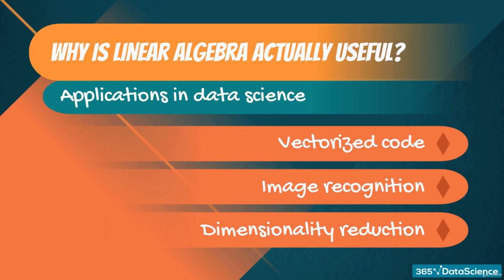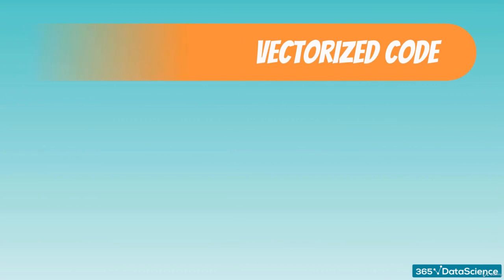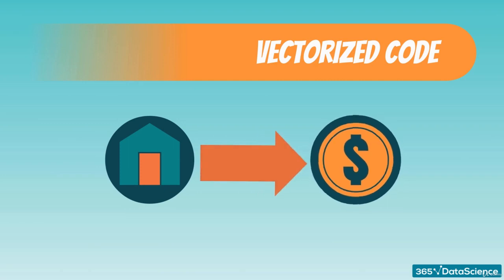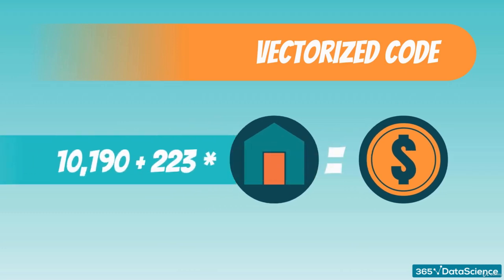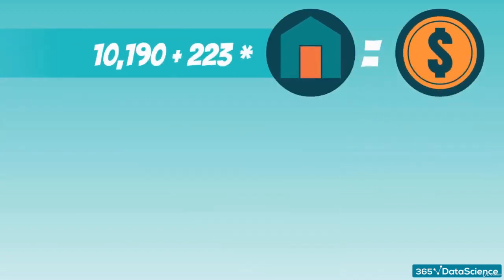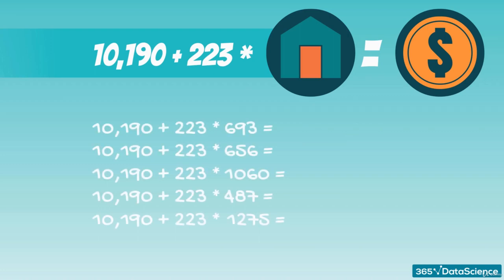Okay, let's start from the simplest and probably the most commonly used one: vectorized code. We can certainly claim that the price of a house depends on its size. Suppose you know that the exact relationship for some neighborhood is given by the equation price equals 10,190 plus 223 times size. Moreover, you know the sizes of 5 houses: 693, 656, 1060, 487, and 1275 square feet.